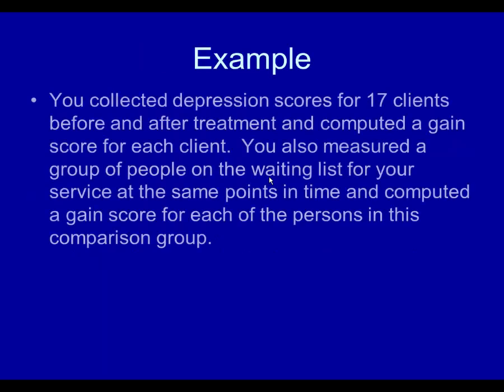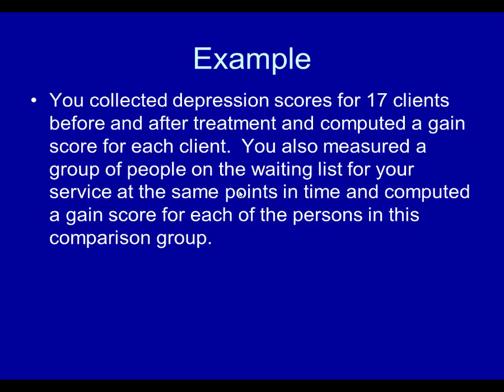Here's an example. You collected depression scores for 17 clients before and after treatment and computed a gain score for each client. You also measured a group of people on the waiting list for your service at the same points in time and computed a gain score for each of the persons in this comparison group. So you have a group of clients and you have a group of people in the comparison group. The comparison group did not get your service. The clients did get your service. You're trying to decide whether service makes a difference.